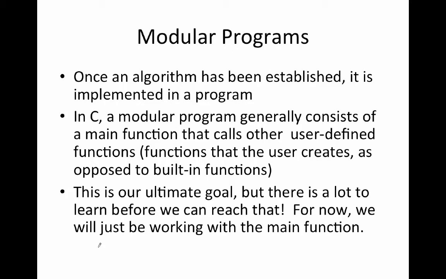Once you've written an algorithm, you need to then implement it in a program. In C, a modular program generally consists of a main function that calls other user-defined functions, which are functions that you, the user, create as opposed to built-in functions. So the modular program consists of a main function that calls other functions that do the actual work. This is going to be our ultimate goal, but there's a lot to learn before we can get to that point. For now, we're just going to be working with the main function.